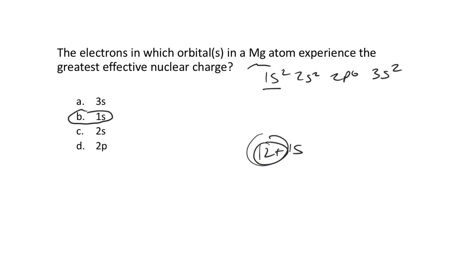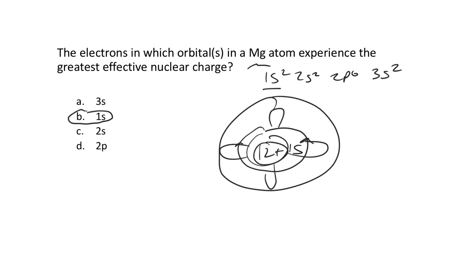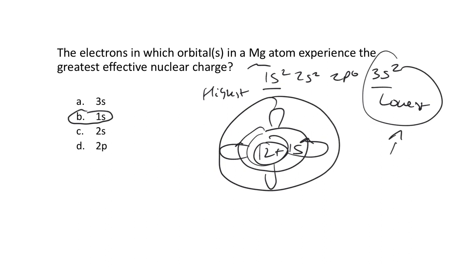But then they're screening some of the charge from the 2s, so they'll see the next highest charge. The 2s electrons experience the next highest effective charge, then the 2p electrons, and then finally the 3s valence electrons experience the lowest overall effective charge. And then the lowest charge here is going to be experienced by the electrons with the highest n, with the highest l.